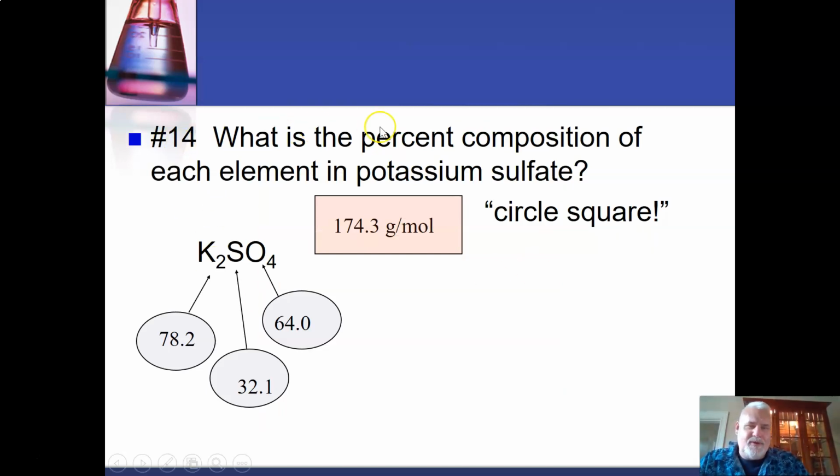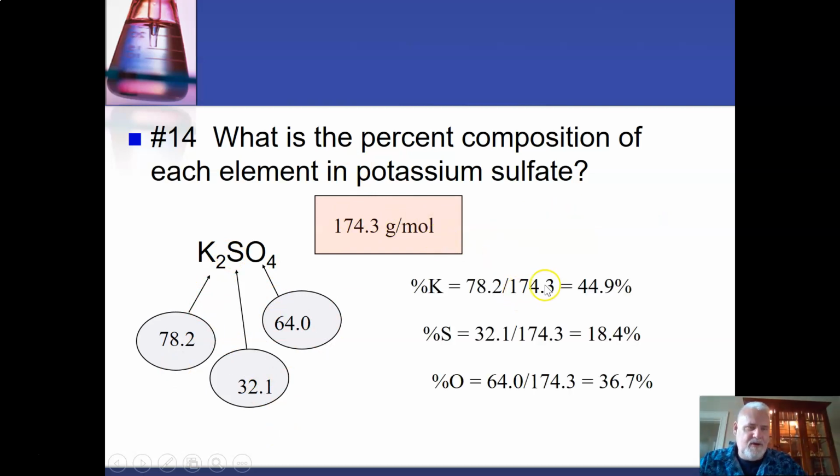Number 14 is a percent composition problem. Piece of cake. Circle, square, method. All right? Take the circle over the square, and you can get the percent of any element that you want. Okay? That one's real straightforward. You all did real well on that, on the mole test. So moving right along. Hit the pause if you need to get all those numbers written out. Good to have an example.